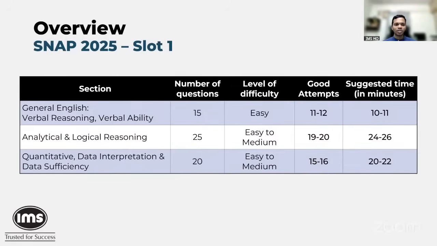So the format, as I said, has no changes. General English has 15 questions, analytical and logical reasoning has 25, and quant and data interpretation has 20 questions. But there was no DI, it was pure quant. So no DS, no DI, only a quant section.